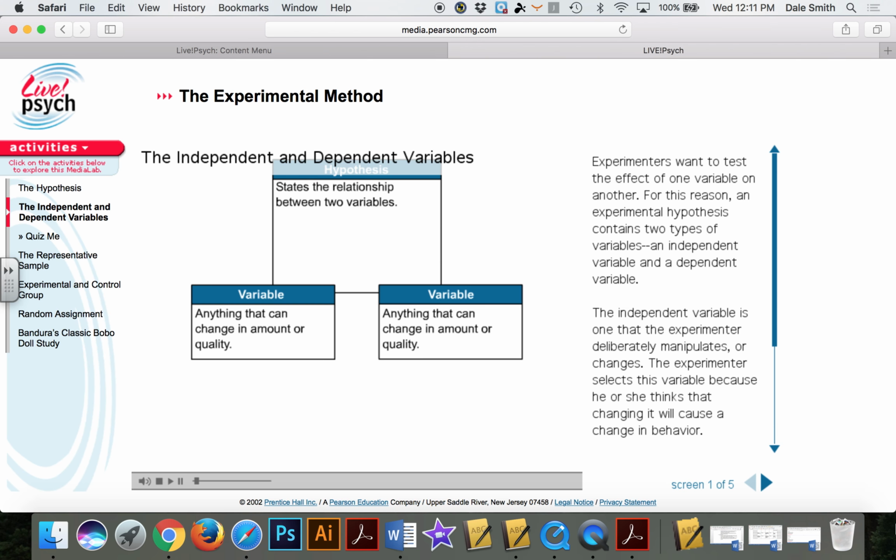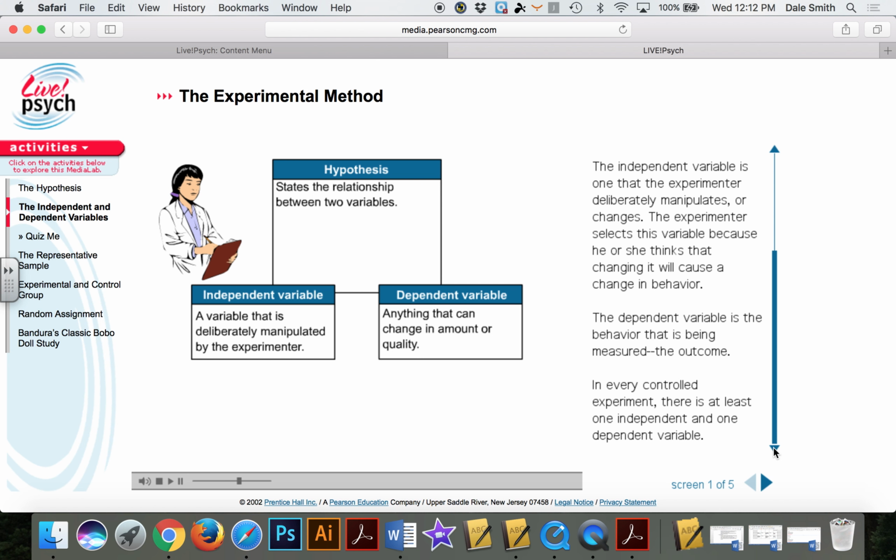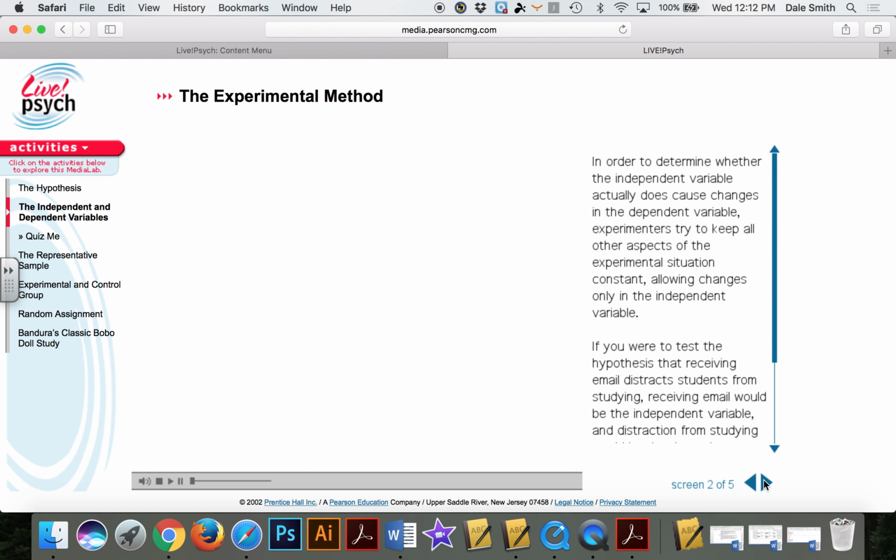Experimenters want to test the effect of one variable on another. For this reason, an experimental hypothesis contains two types of variables, an independent variable and a dependent variable. The independent variable is one that the experimenter deliberately manipulates or changes. The experimenter selects this variable because he or she thinks that changing it will cause a change in behavior. The dependent variable is the behavior that is being measured, the outcome. In every controlled experiment, there is at least one independent and one dependent variable.